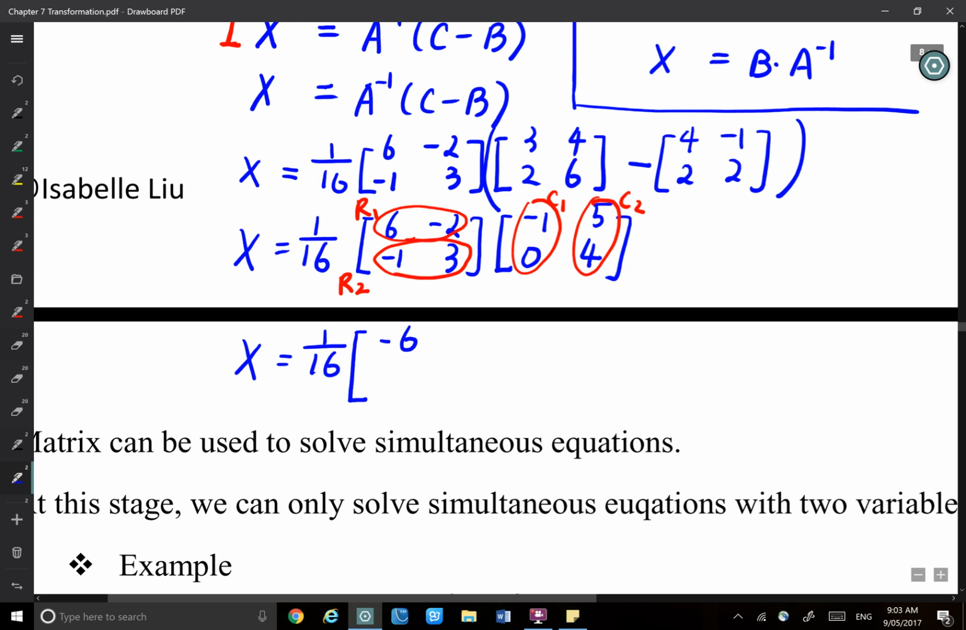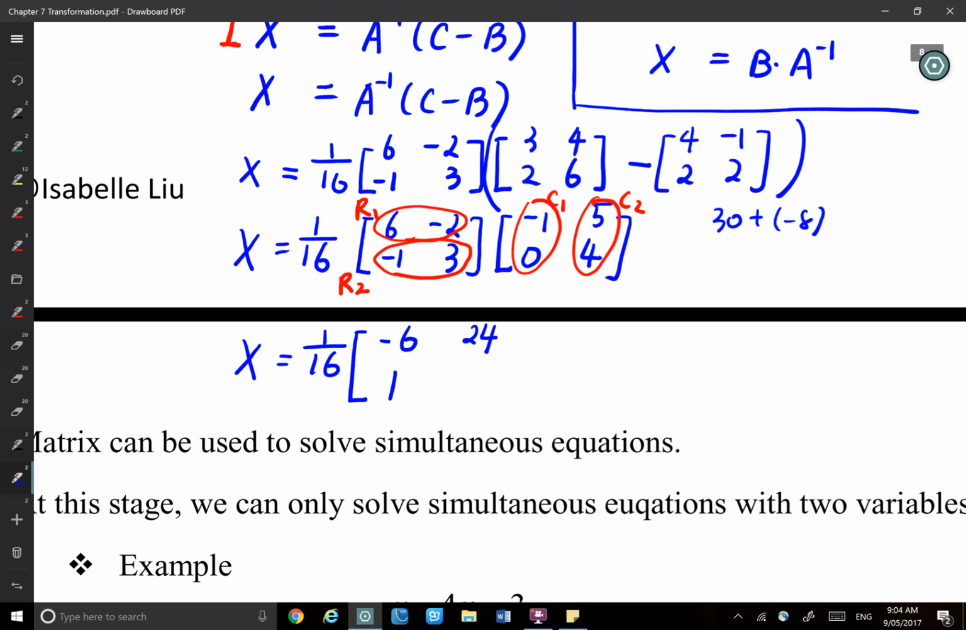Row 1 times column 2: you have 30 plus minus 8. First times first, second times second, 30 minus 8, you have 24. That's row 1, column 2, this position here. And row 2, column 1: minus 1 times minus 1 is 1, 3 times 0 is 0, plus together, we have a 1 here.